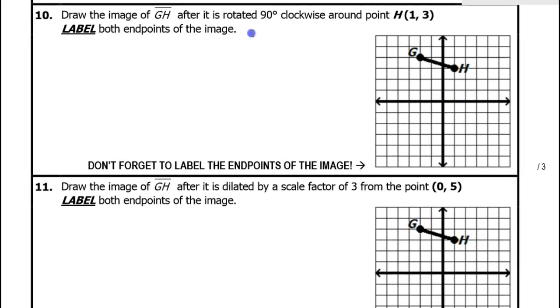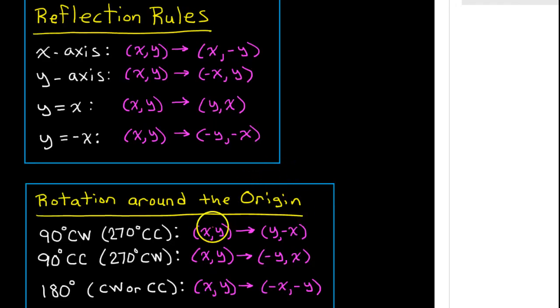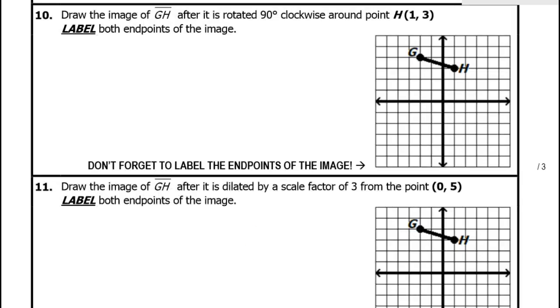Number 10, we need to do a 90 degrees clockwise rotation around the point H, which is 1, 3. So the point H is the center of rotation, not 0, 0, not the origin. So first of all, please understand that we cannot use these rules directly. Now, I'm going to show you how to do this algebraically and graphically, so you can choose the method that you prefer.